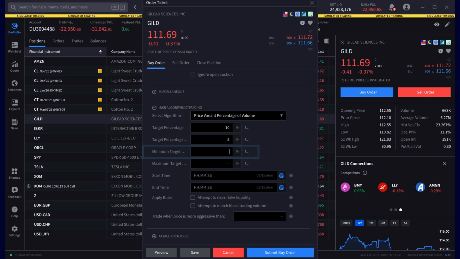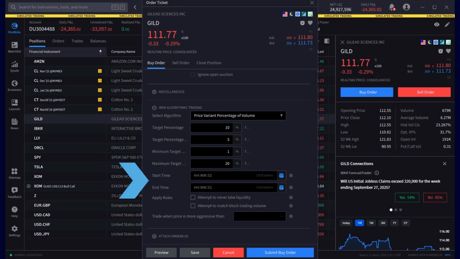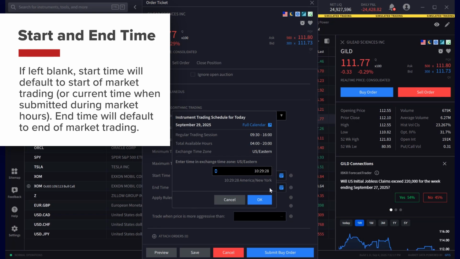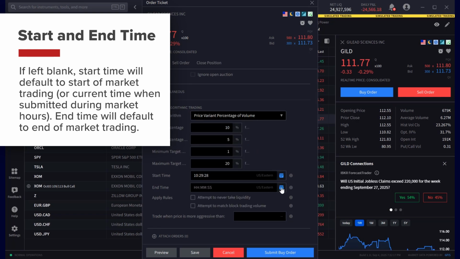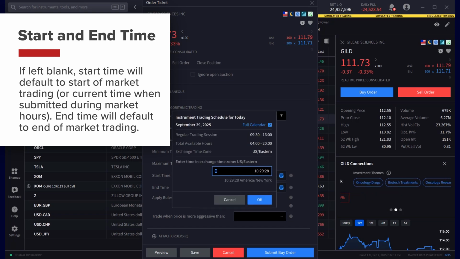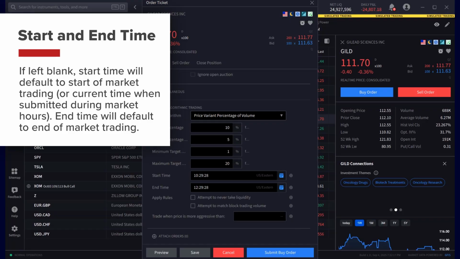Now set the minimum and maximum target percentages. You can use any value from 0.01 to 50% for all 4 percentage categories. Next, the investor chooses the start time and end time. If left blank, the start time will default to the start of market trading, or current time when submitted during market hours. The end time will default to the end of market trading.